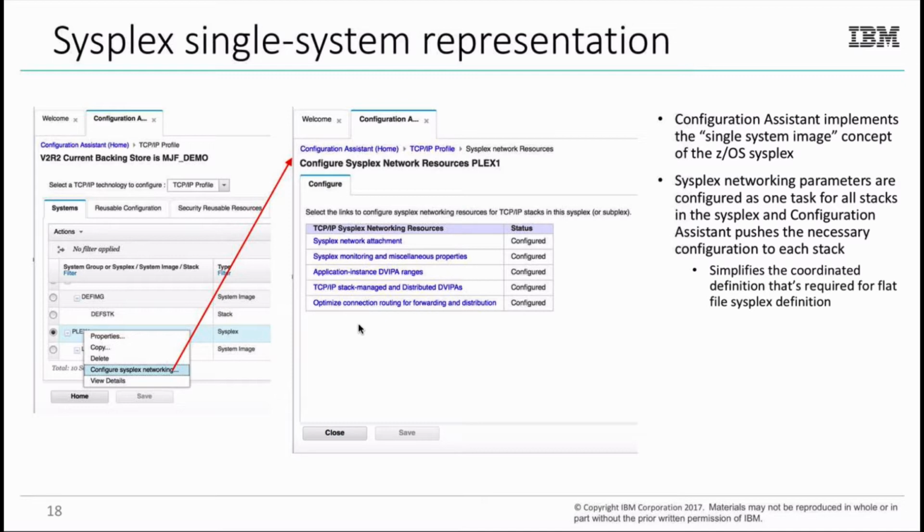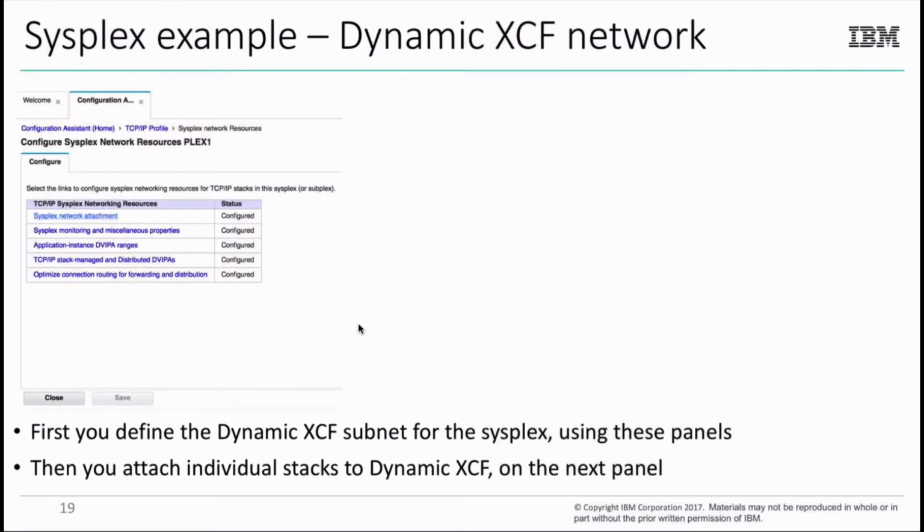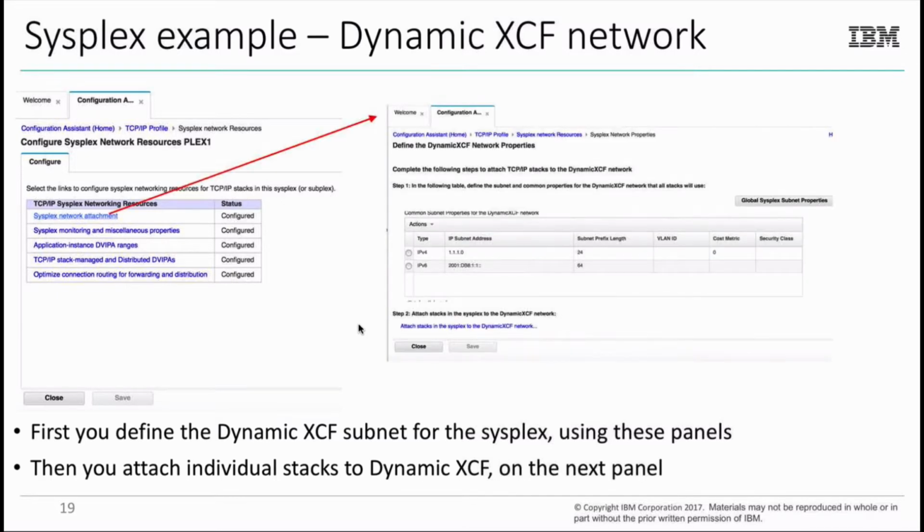And now we're going to do an example. I'm going to show you how we define a dynamic XCF network. So here is the Sysplex networking screen, and Sysplex network attachment is dynamic XCF. The way this works is you work it in two steps. First, you define what's the dynamic XCF subnet for the Sysplex using these panels, and then you attach individual stacks to dynamic XCF. So if I click on Sysplex network attachment, I get a table where I define it, and in this example it's already been done.